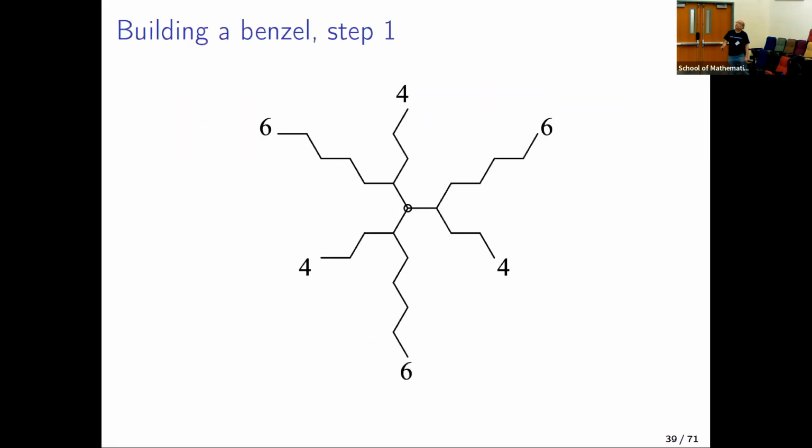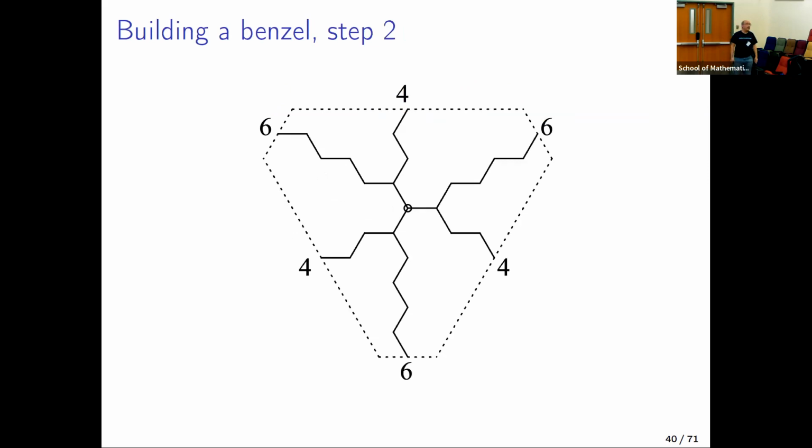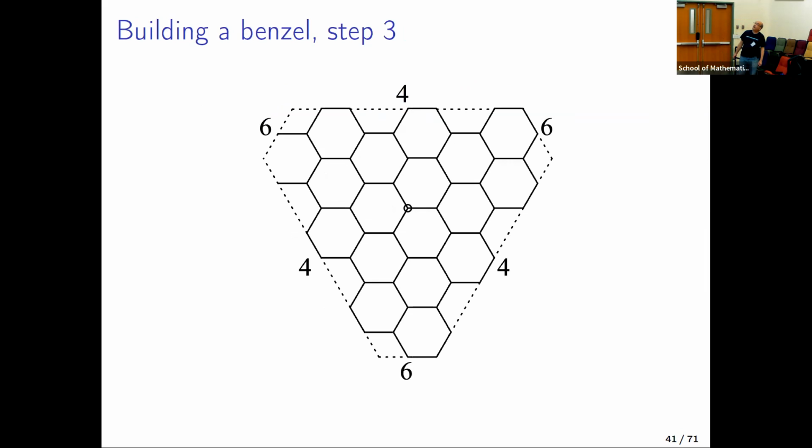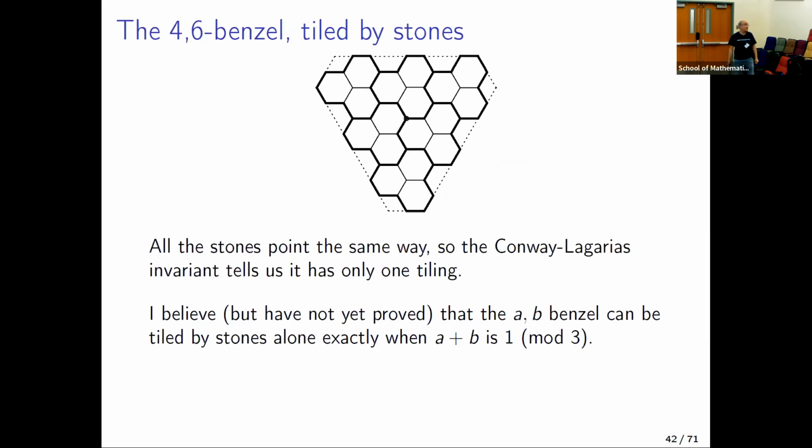What is a benzel? Well, let's build the 4, 6 benzel. I'm going to have these spider arms. This is a six-legged spider of these jagged legs coming out, alternating in length in the honeycomb grid from a center point with lengths 6, 4, 6, 4, 6, 4. I'm going to fit a hexagon around them whose sides alternate in length between two numbers. Then I'm going to look at all the little unit hexagonal cells inside that big non-regular hexagon. And that's the 4, 6 benzel for you.